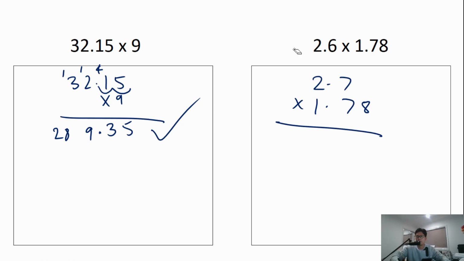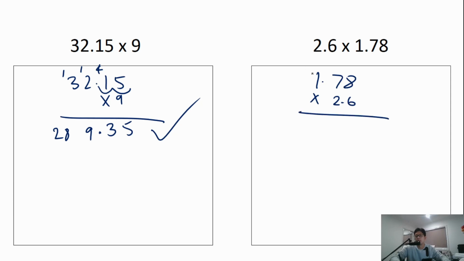I'm just going to write it out in reverse because it's a bit easier if the longer number is up the top. So that gives us 1.78 times 2.6. So 8 times 6 gives us 48. 7 times 6 gives us 42, plus 4 gives us 46. 6 times 1 is 6, plus 4 is 10. Cross off all the numbers we don't need again.